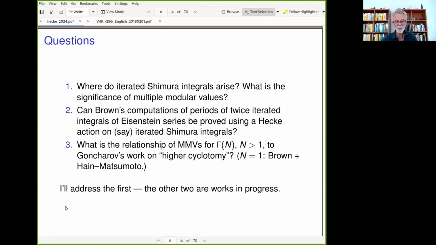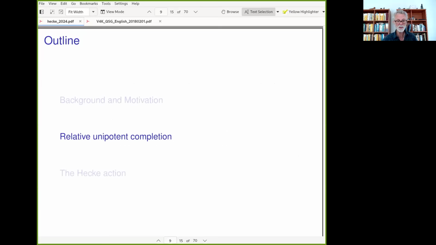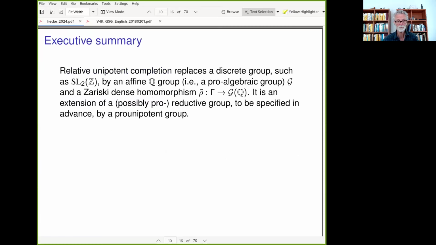Anyway, like I said, I'll address the first. The second and the third are actually works in progress. Okay, so let me just explain relative unipotent completion, because iterated Shimura integrals occur as periods of this particular completion of, say, SL2Z. So this is the executive summary.